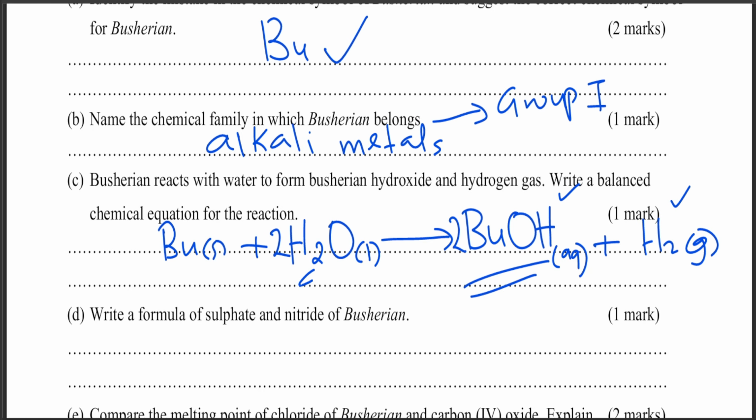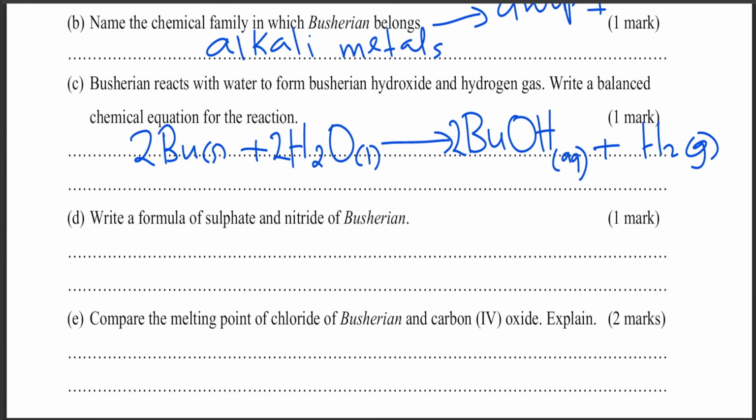But so ukiona tena, it gives you 2 hydrogen plus 2 hydrogen, 4 hydrogen, 2 Busherian, and you also have 2 oxygen. So 2 Busherian on the right side. You also need to have 2 Busherian on the left side as well. Now that is the balanced chemical equation.